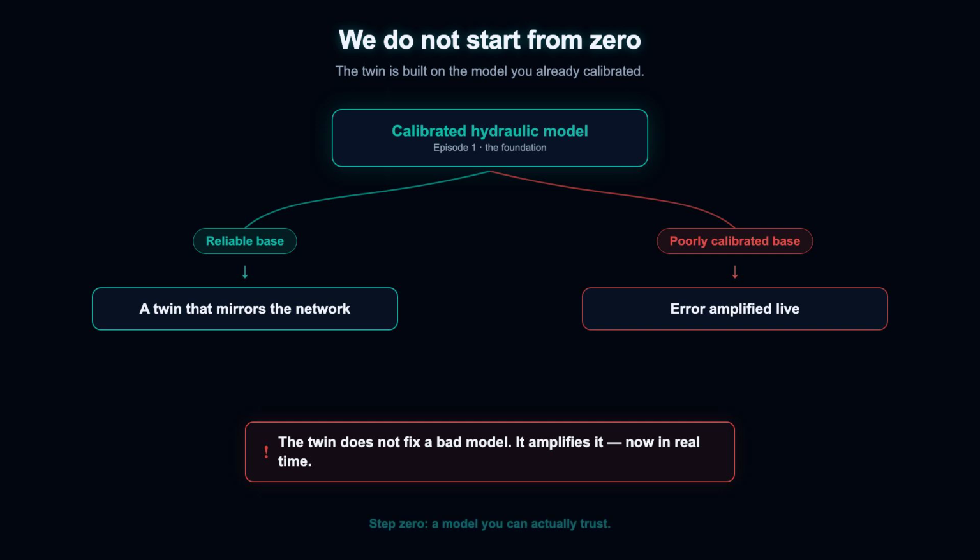And here comes the most important warning of the whole episode. The twin does not fix a bad model. If the base is poorly calibrated, if the network on screen does not match the real network, the twin will only amplify that error. Now in real time, around the clock. Dirty data on top of a bad model does not give you a twin. It gives you noise, live. That is why step 0 is a model you can actually trust.